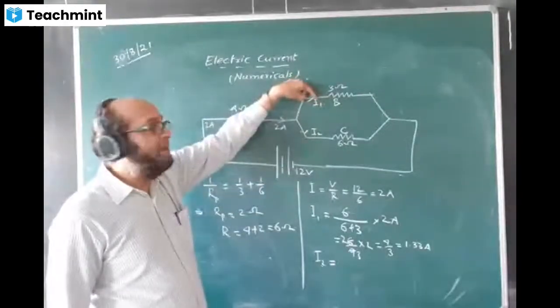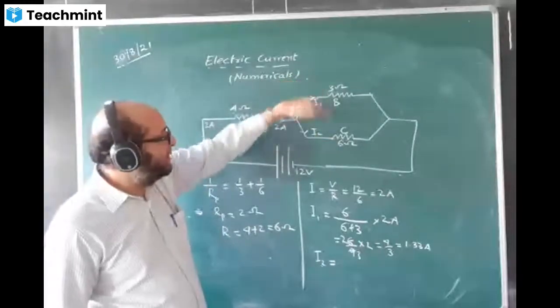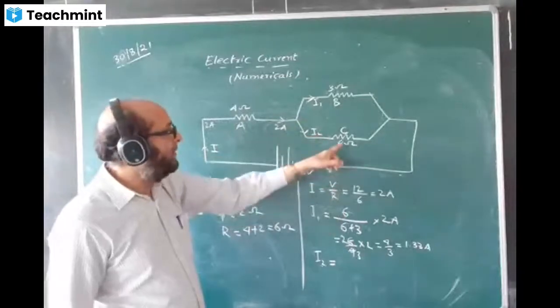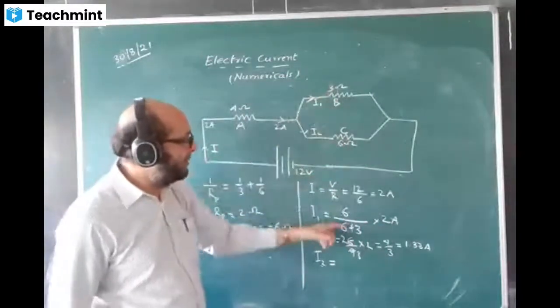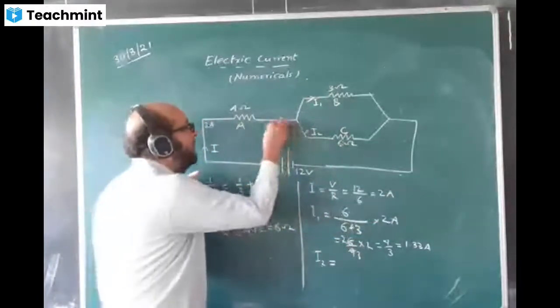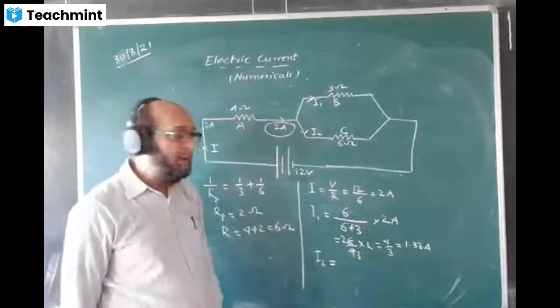To find I1, the method says you start from the other side. What is the other resistance here? 6. That goes on top. And we take the sum of these two resistors, 6 plus 3, into the total current which you want to divide. What is the total current? 2 ampere, that I will write. Now I'll do the calculation.